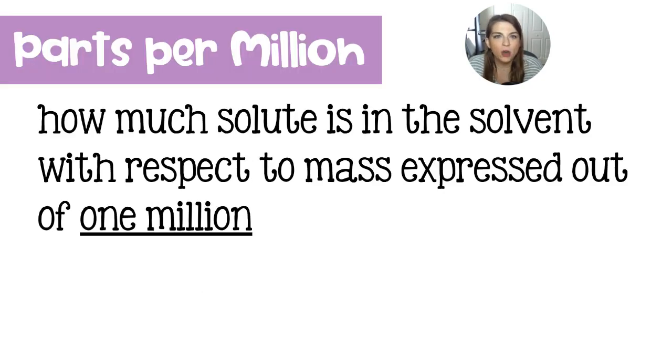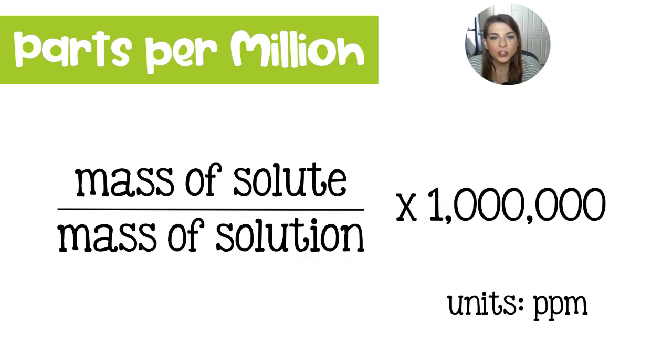The third method is often used in environmental science and analytical chemistry, where you are going to represent it in parts per million. So again, we're talking how much solute is in the solvent. We're speaking with respect to mass, and instead of it being out of 100, we represent it out of 1,000,000. The equation here is the mass of the solute divided by the mass of the solution times 1,000,000, and our units here, instead of being percent out of 100, are going to be ppm, parts per million.